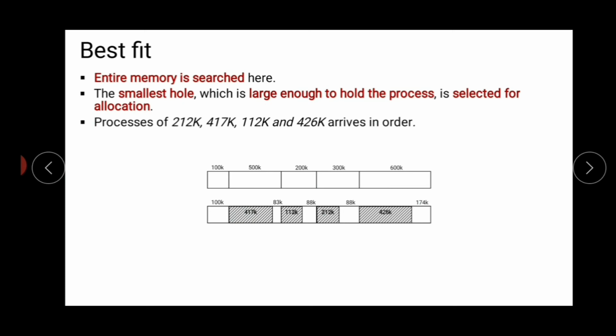Next process is 112K. So once again the entire memory will be scanned, and the smallest block will be found, that is 200K. So this 112K will be allocated here, and the rest 88K will be free.